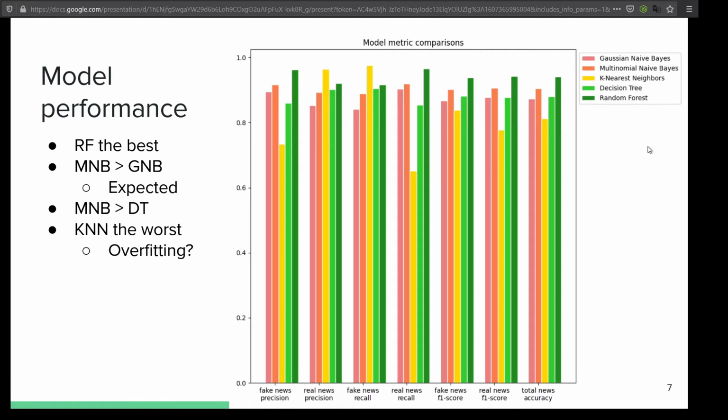The multinomial naive Bayes outperformed the Gaussian, which we expected because the distribution of word frequencies is not Gaussian. Interestingly, the multinomial naive Bayes outperformed the decision tree, and the KNN algorithm was the worst by far. We also tested the processing time, and we found that the KNN was by far the slowest, while the multinomial naive Bayes was by far the fastest.